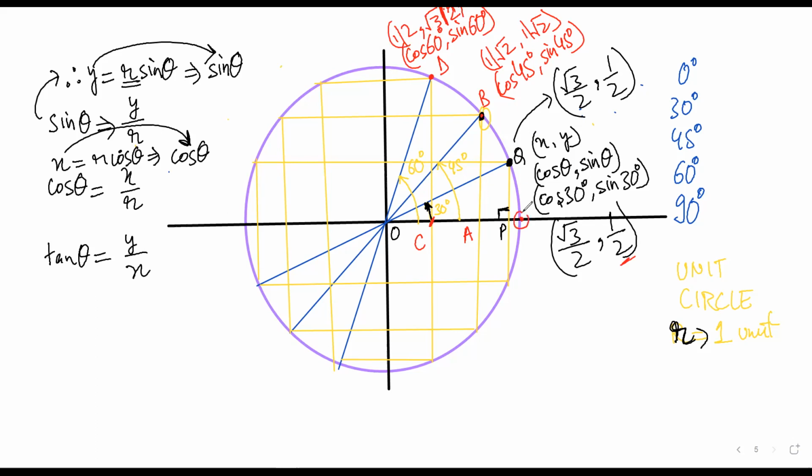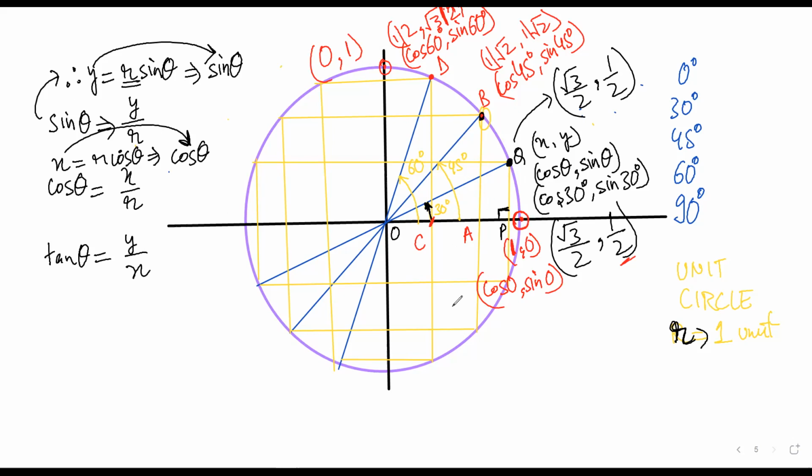And if you see here, this is 0 degree. So this would be 1 comma 0. Why? Because it is cos 0 comma sin 0. Any doubt? No. Any doubt, Avantika? No. Again, this would be cos 90. Cos 90 is 0, and sin 90 is 1. Any doubt? No.